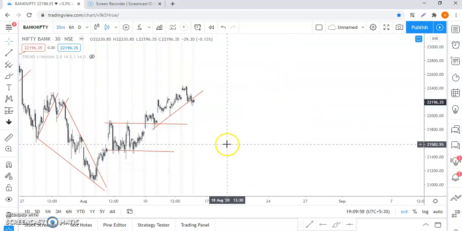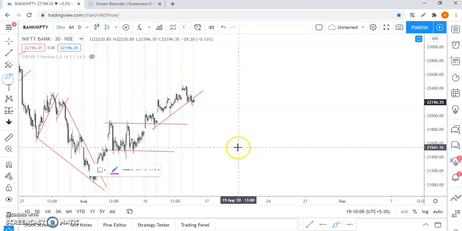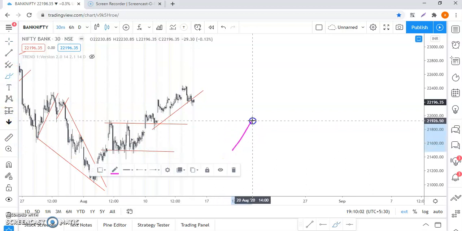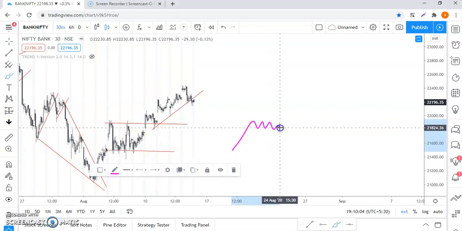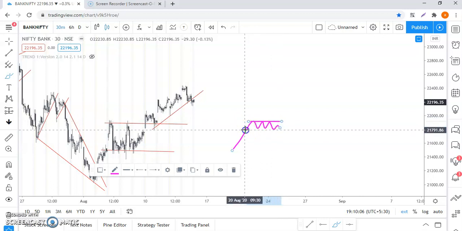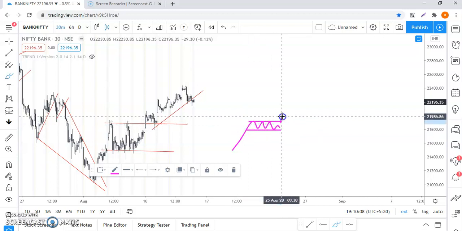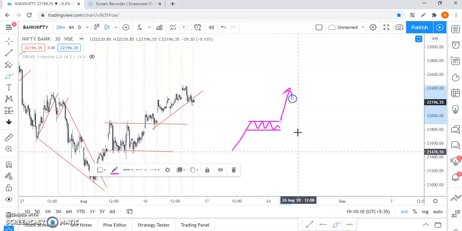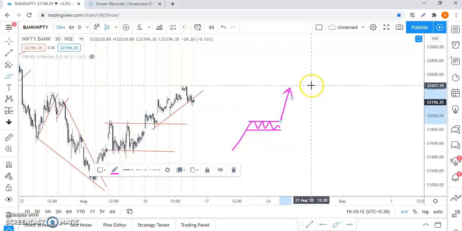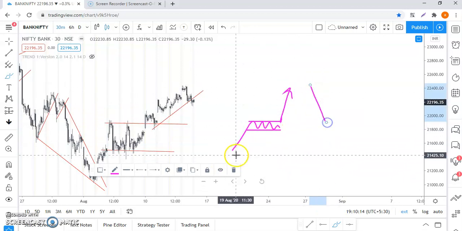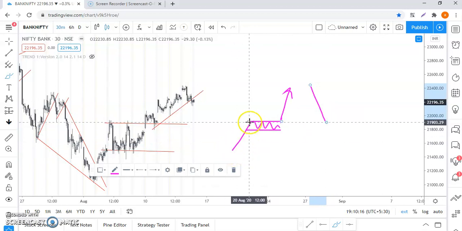Whenever the price is coming from down and forming this channel, what will happen? Once it breaks this, you know what happens? It goes up. That's it. And one more: price coming from the down, it went up.